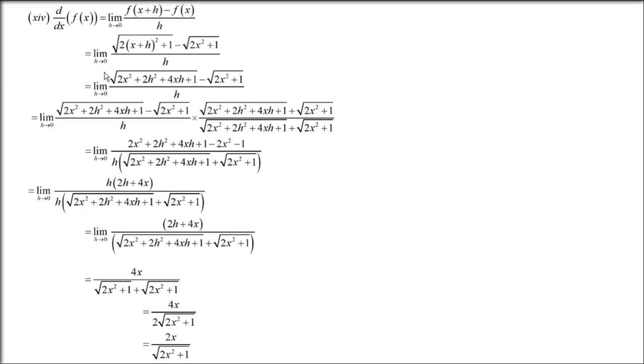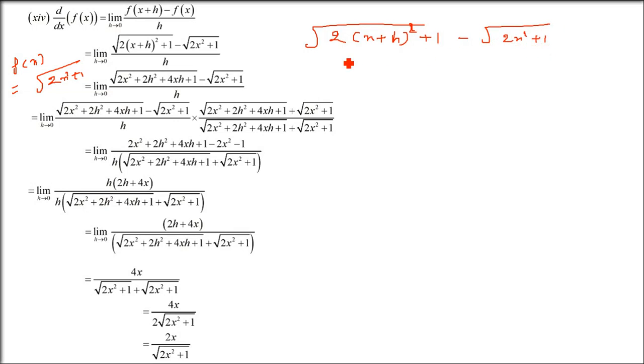Just put h as 0. Now this is the 14th one. So f(x) is under root 2x square plus 1. Okay, put x as x plus h. Under root 2 times (x plus h) whole square plus 1, and minus under root 2x square plus 1. So this is f(x plus h) minus f(x) divided by h.